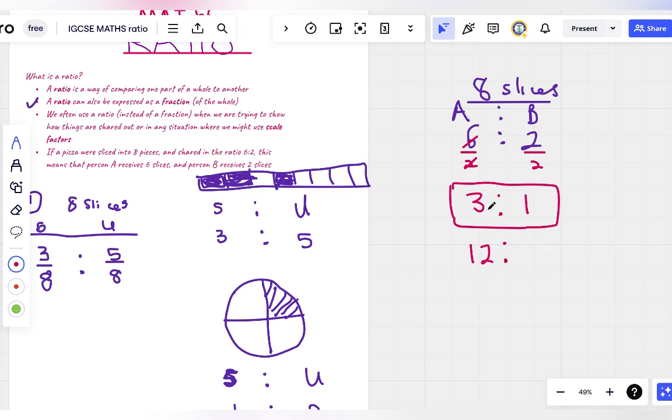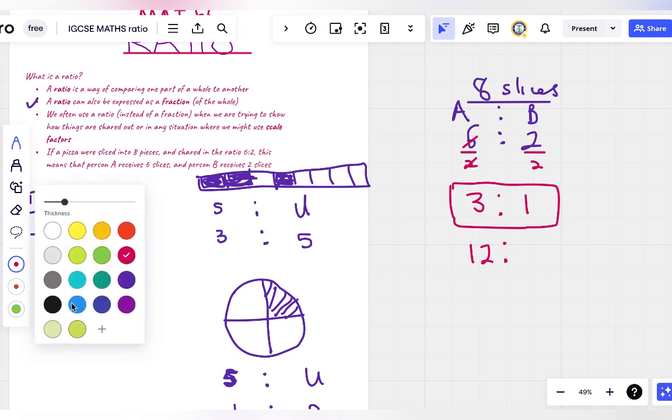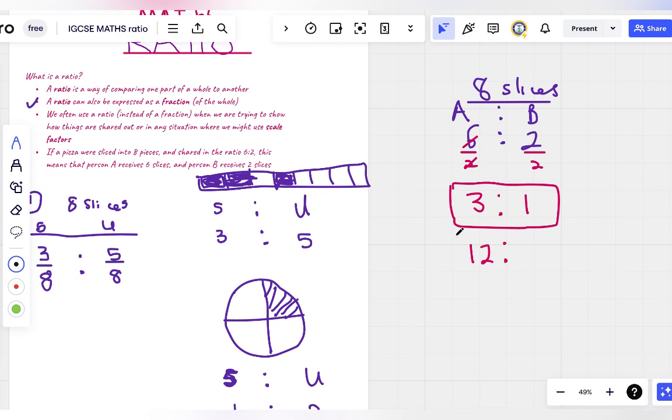Person B will take, if you take it 12, what it means is that for A to be 12, we must have multiplied this one by 4. That's why this one is 12. So we must have multiplied here by 4. Then we also do the same to person B. We must multiply here by 4. That's why here is 12. And then we should also multiply here by 4.